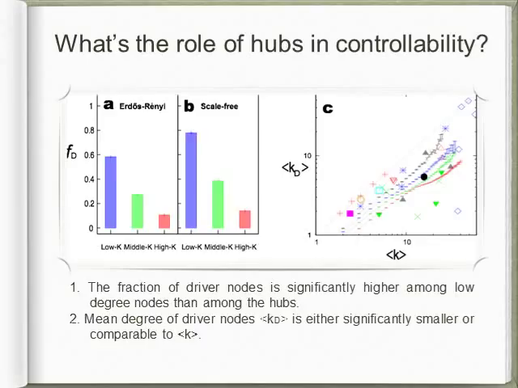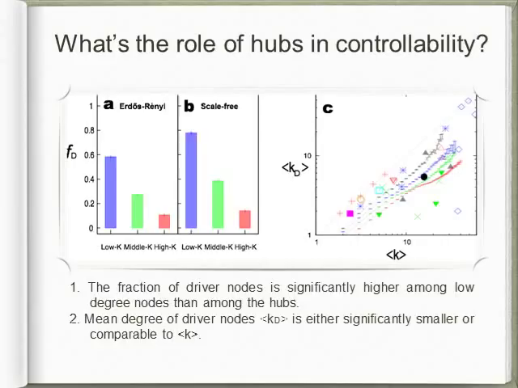To answer this question, we did two types of experiments. First, we classify the nodes into three groups: the low degree, the middle degree, and high degree. Then for each group, we calculate the fraction of driver nodes. And you see that for both model networks, the fraction of driver nodes is significantly higher among low degree nodes than among the hubs.